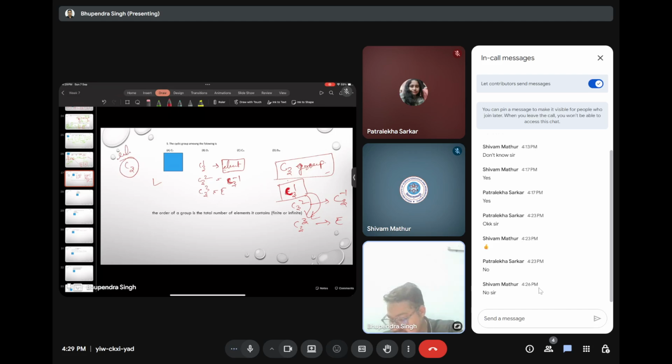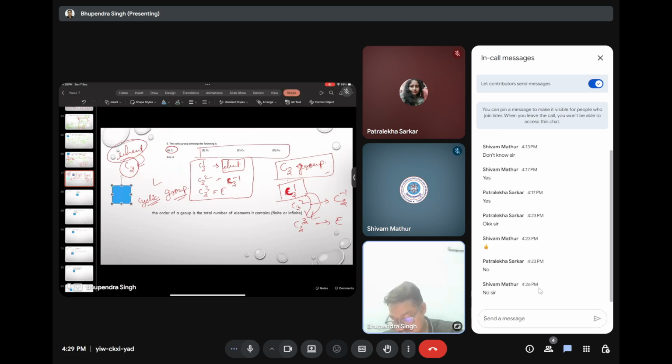So the element is your C3, right? By using this element, you can do a number of operations. Collectively, we call this a cyclic group, which is present in this C3. So this should be your answer. Okay, A. I don't know how much you guys are reading or not, so let it be like that.